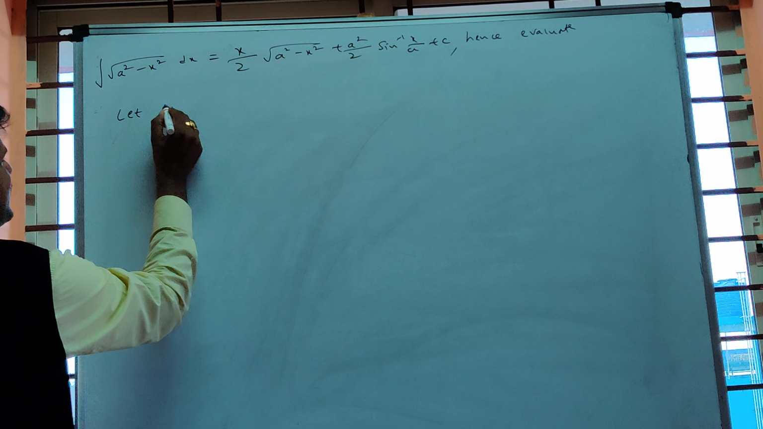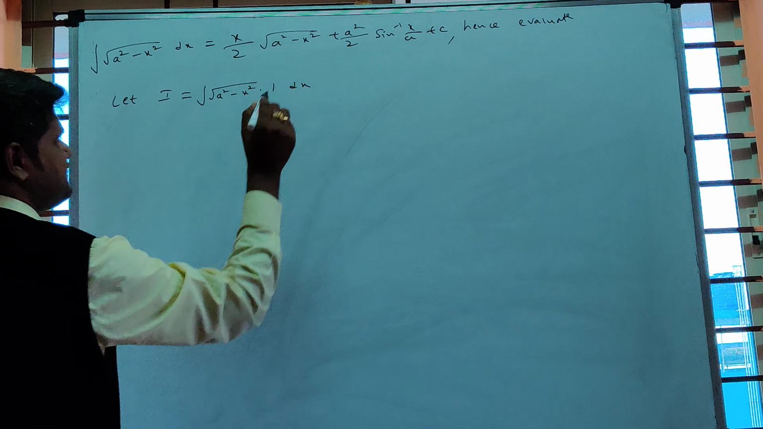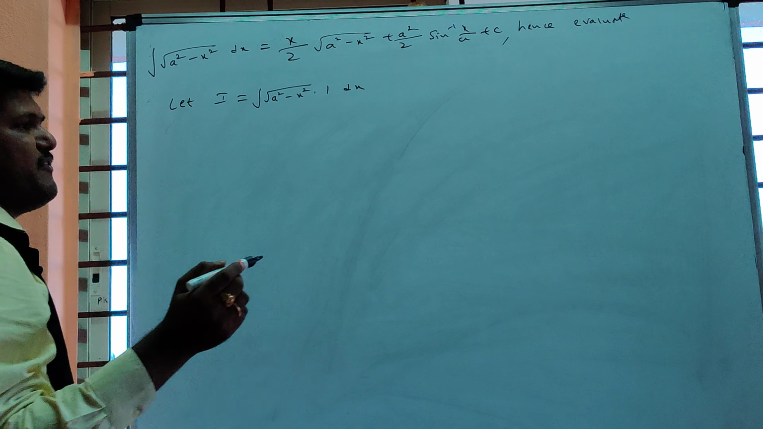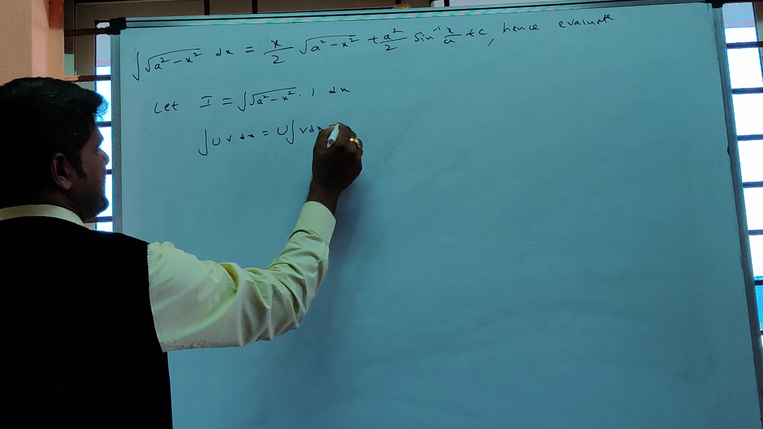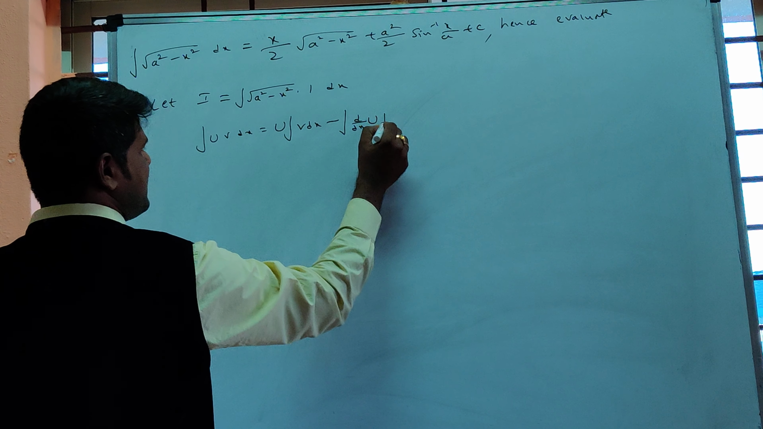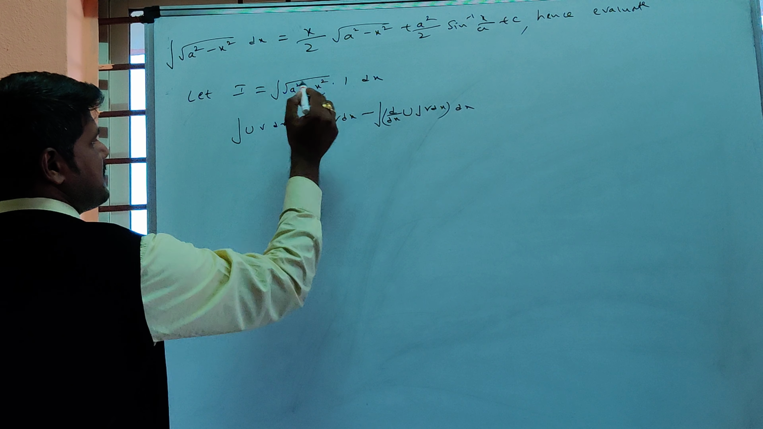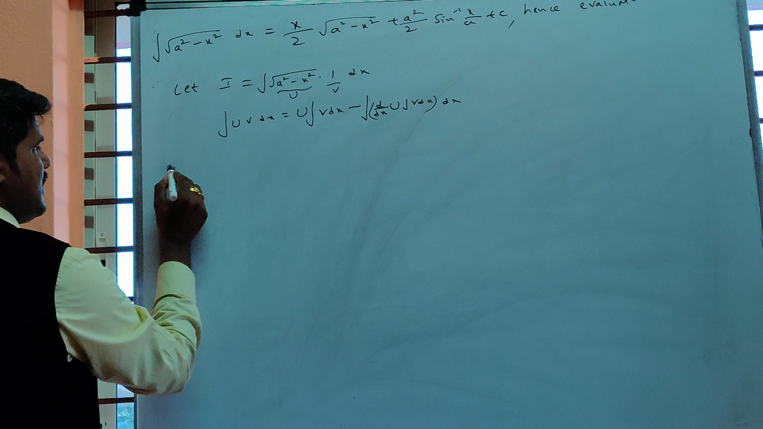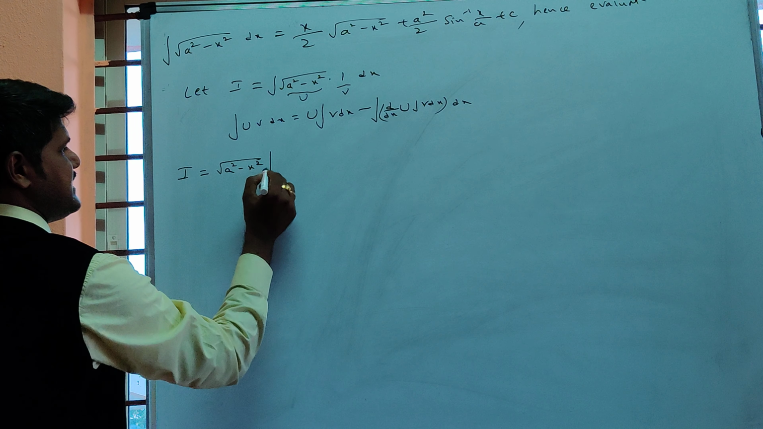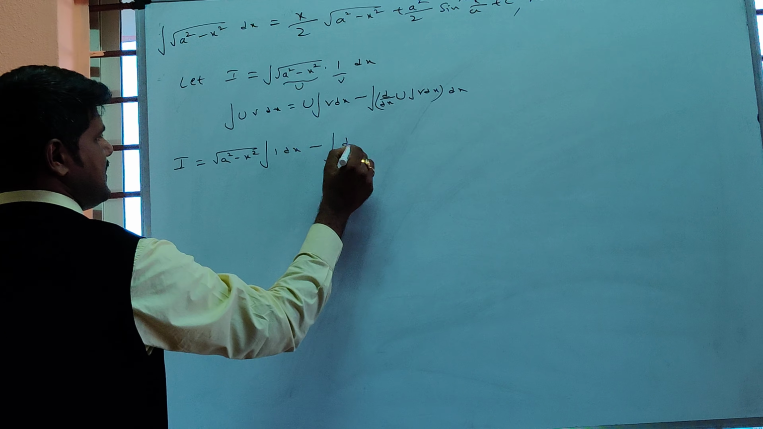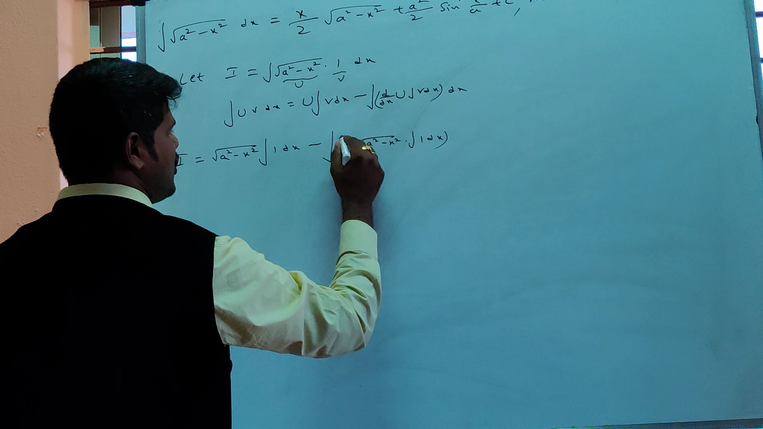Consider, let I is equal to integral root of a square minus x square into 1 dx. As you know the integral uv formula. What is integral uv dx? U integral v dx minus integral d by dx of u integral v dx on dx. So in this question u means root of a square minus x square, v means 1. So I is equal to root of a square minus x square into integral 1 dx minus integral d by dx of root of a square minus x square into integral 1 dx on dx.